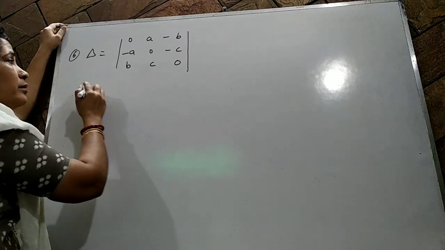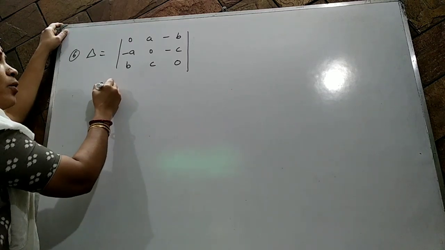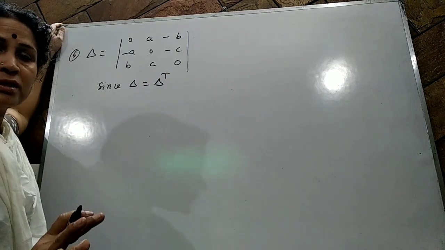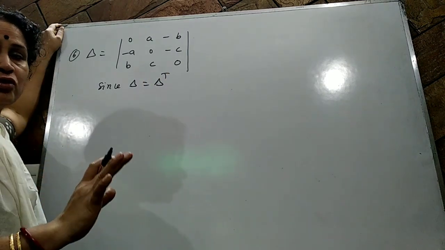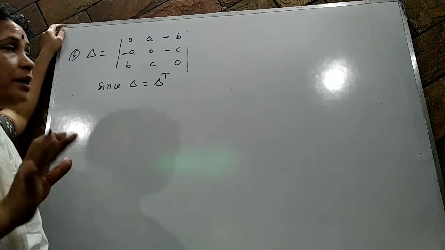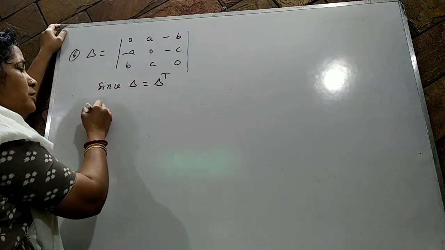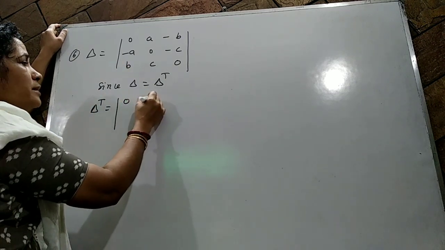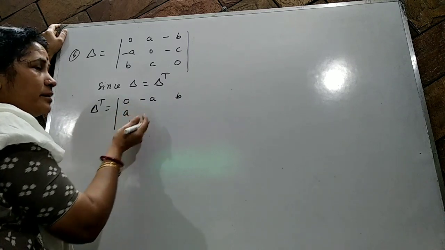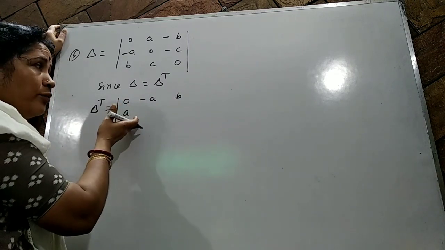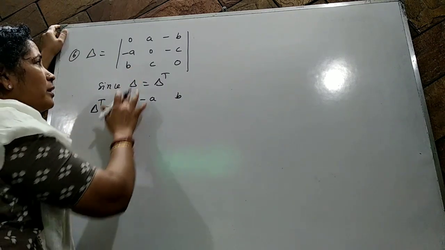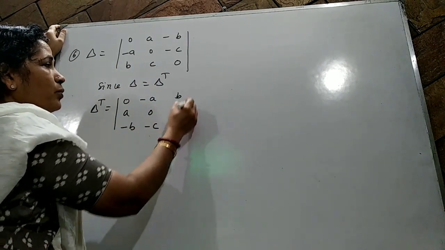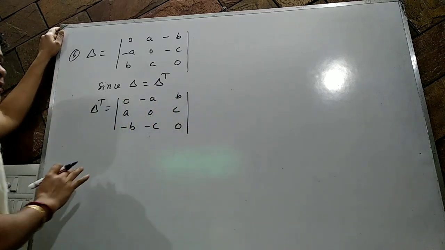So what I am doing here, since we know another property, delta equal to delta transpose. Property number 1 says the value of a determinant remains unchanged if rows and columns are interchanged. Delta equal to delta transpose, I am taking its transpose. If I do it, 0, then minus A, then B, then A, 0, then C, minus B, minus C, 0. So that is the transpose I am finding here.